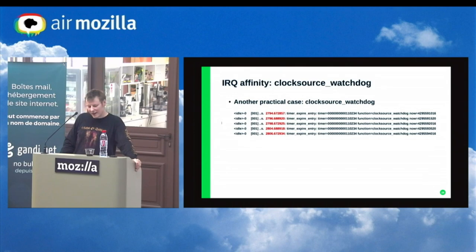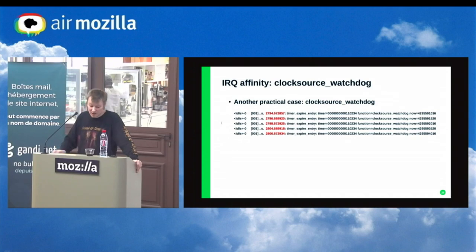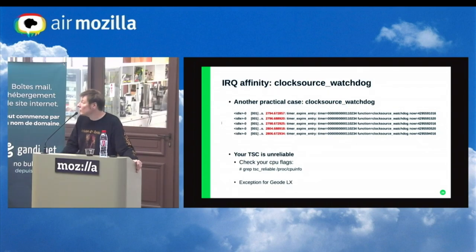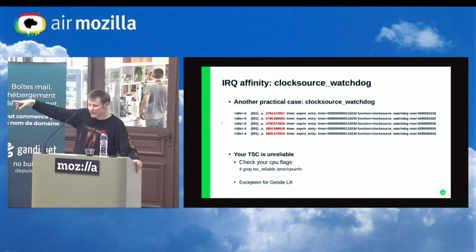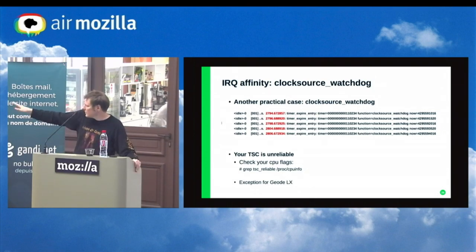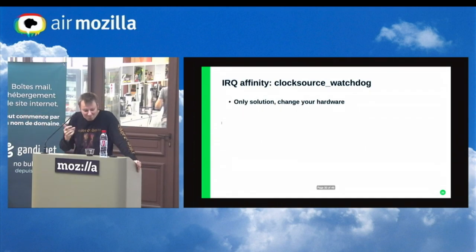There is another practical case that is really mean. This is the clocksource watchdog. This one fires every 4 seconds. Not everyone has it, so you need to check. It means that your timestamp counter is unreliable. So check your CPU flags if you want to know if you have this timer running every 4 seconds. If you have the tsc_reliable flag in your CPU info, that means that you are spared. And there is also an exception for Geode, whatever this is, I don't know. I found that in the code.